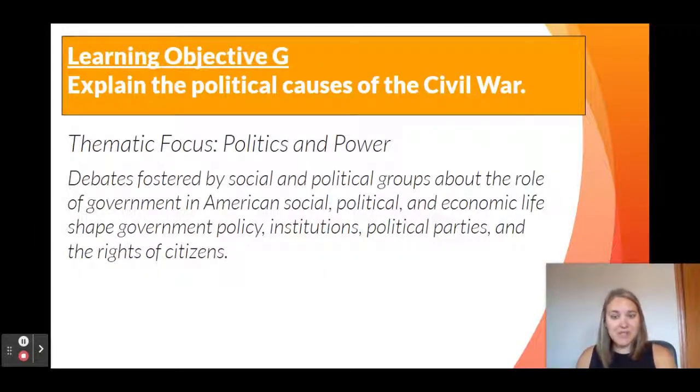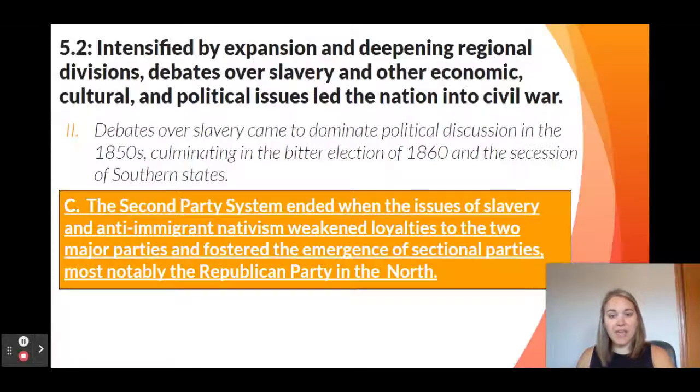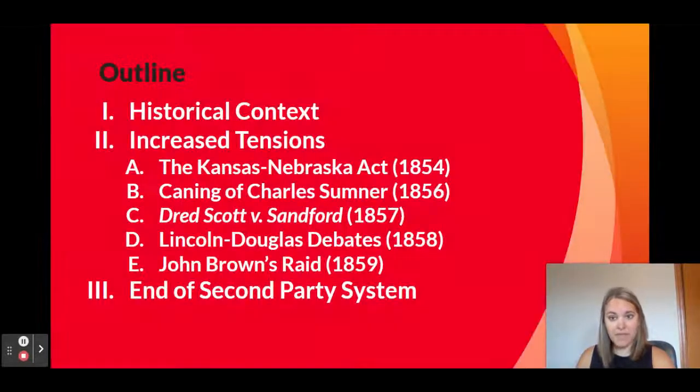So your main goal is to explain the political causes of the Civil War. And we are looking at things like the Kansas-Nebraska Act, the Dred Scott Decision. We are looking at the end of the second party system and the development of the Republican Party in the North. So we're going to do a little historical context. We're going to look at 5 specific events, and then we're going to discuss the end of the second party system.